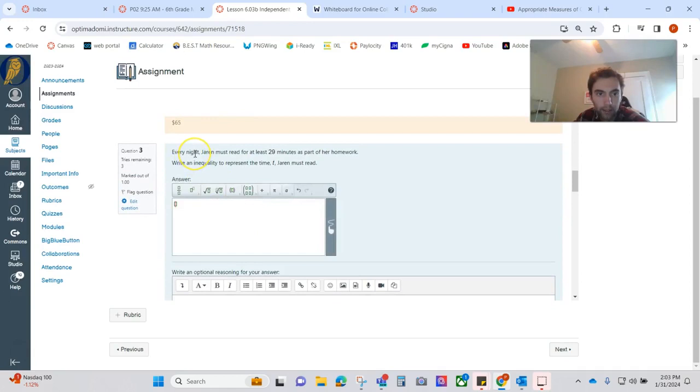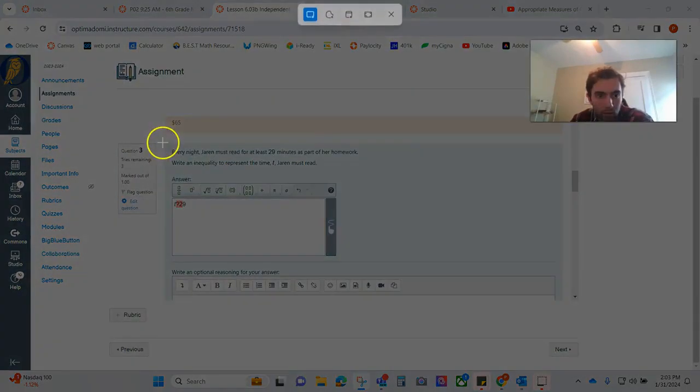3. Every night, Jaren must read for at least 29 minutes as part of her homework. Write an inequality to represent the time Jaren must read. So I know I'll need the letter T, some kind of alligator mouth, and the number 29. But which way will the alligator mouth go? Is 29 the top number or is 29 the bottom number?